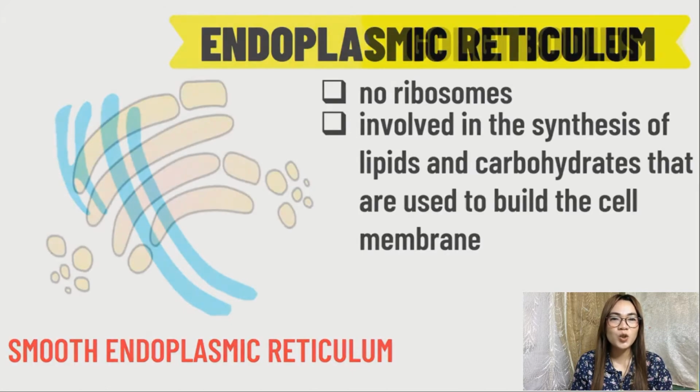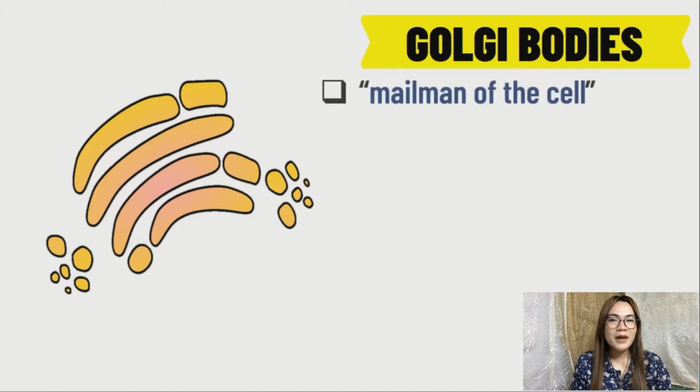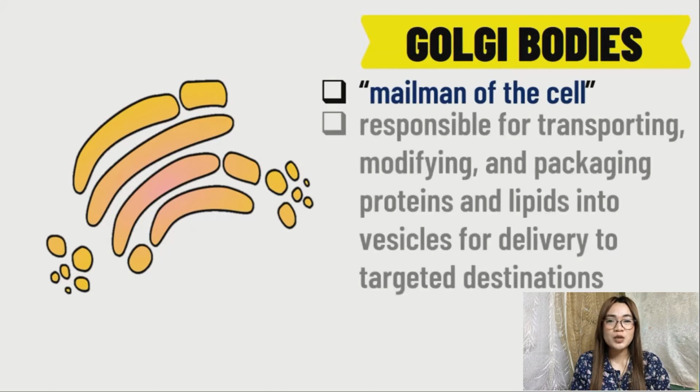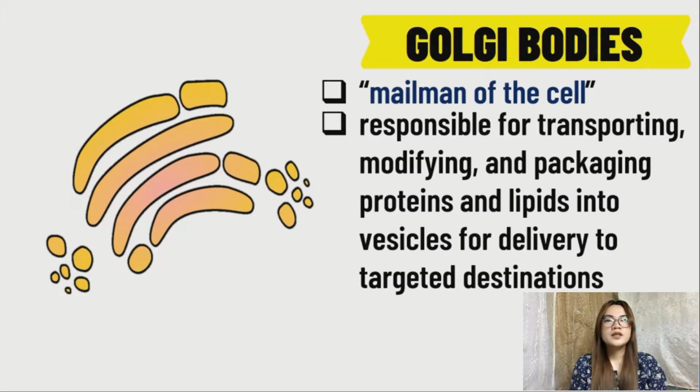Next, we have Golgi bodies or apparatus. The proteins manufactured in the endoplasmic reticulum are transported to the Golgi apparatus. The Golgi apparatus is called the mailman of the cell because it is responsible for transporting, modifying, and packaging proteins and lipids into vesicles for delivering to targeted destinations in the cells where they are needed.